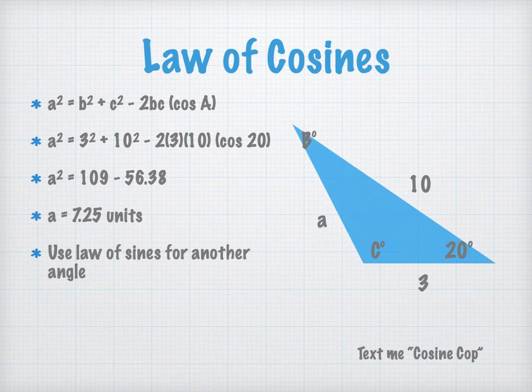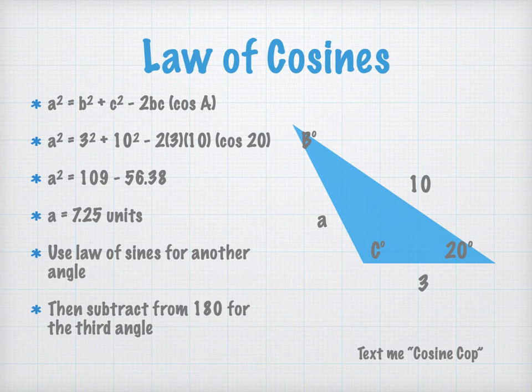And then you can use the law of sines to find another angle, because now we have side A and angle A. And we have both sides B and C, so we can find angles B and C. And to get the third angle, of course, just subtract from 180. Law of cosines is usually used first, then they switch to law of sines. Again, you could technically continue using law of cosines, but they consider law of sines easier.